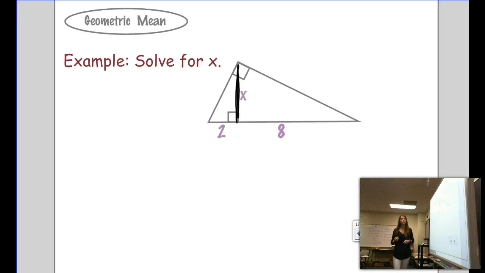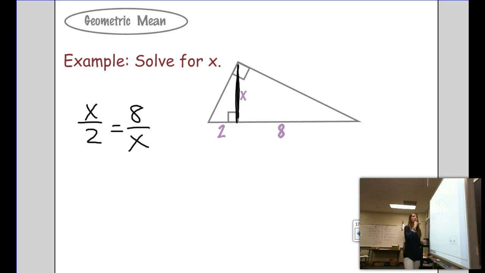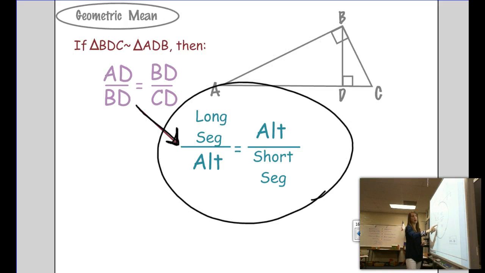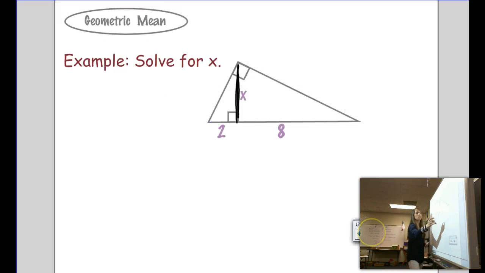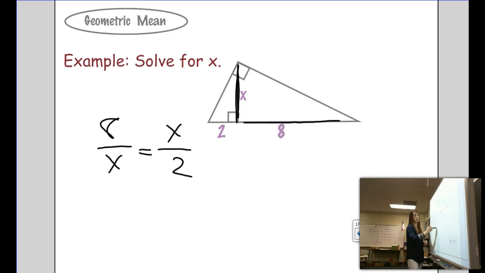Megan, you got one? You got a proportion yet? Yeah. Okay, I'm ready. X over 2 equals 8 over X. Okay, that's going to get you the same result. But I'm going to be consistent with the proportion that I gave you. So we said long over the altitude equals the altitude over the short. So I'm going to do the long segment. I'm going to do 8 over X equals X over 2. But yours is going to get the same answer, Megan, so that was not wrong. I just want to be consistent every time so I don't confuse people.